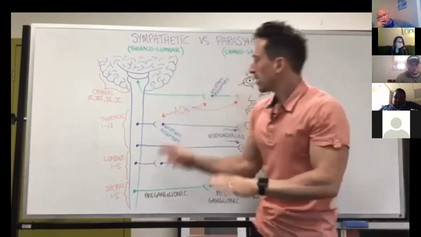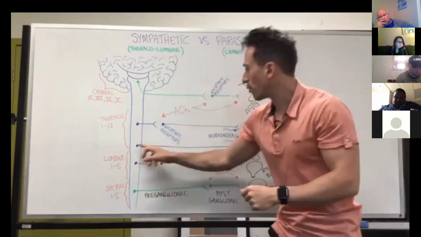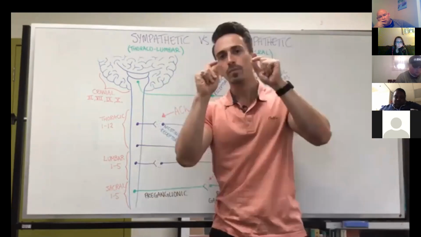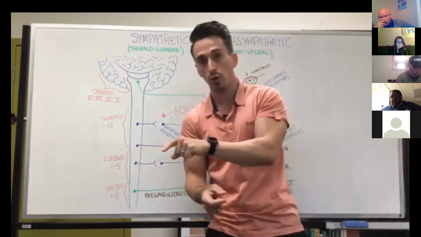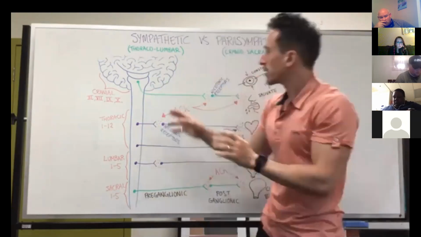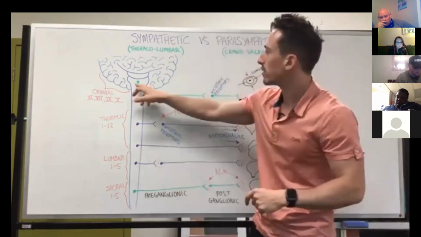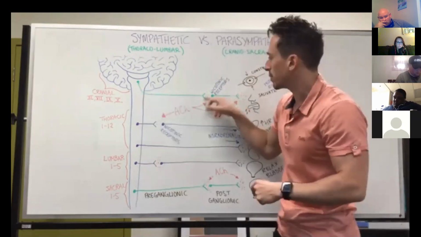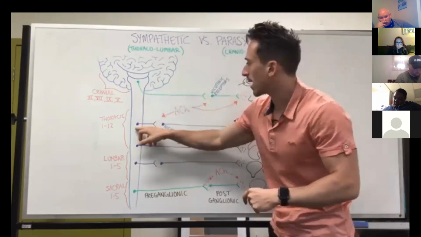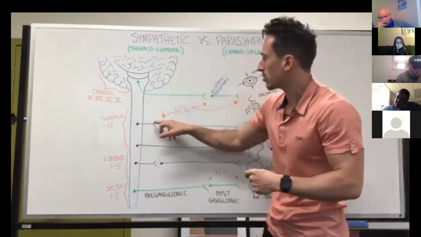Every single one of these preganglionic neurons is going to release a neurotransmitter to speak to the postganglionic neuron. It doesn't matter whether it's parasympathetic or sympathetic. So let's have a look. This is a parasympathetic preganglionic neuron. To speak to the next one, it has to release a neurotransmitter. This preganglionic neuron for the sympathetic has to release a neurotransmitter to the postganglionic.